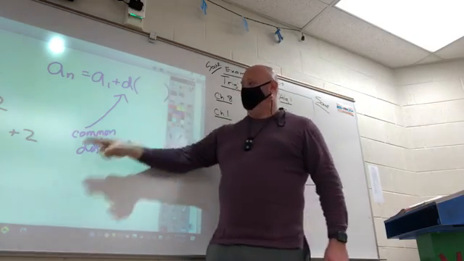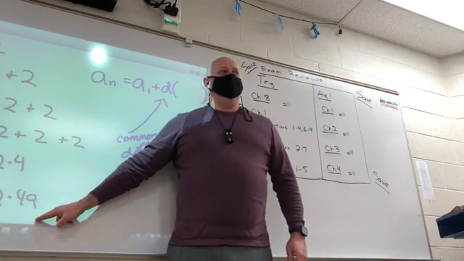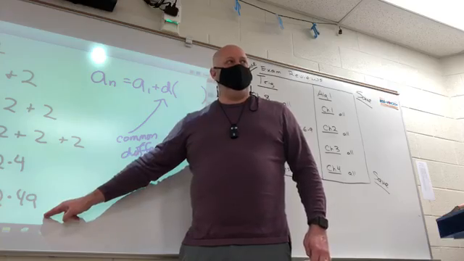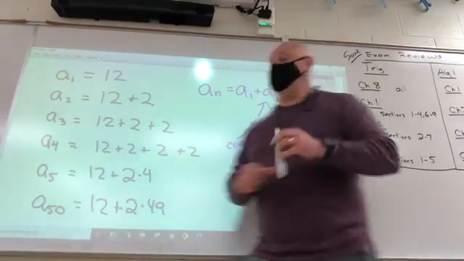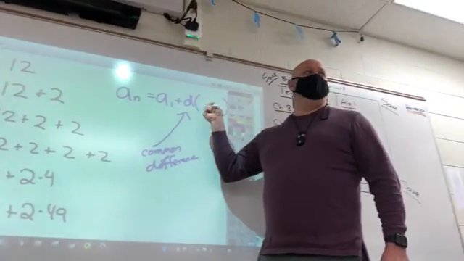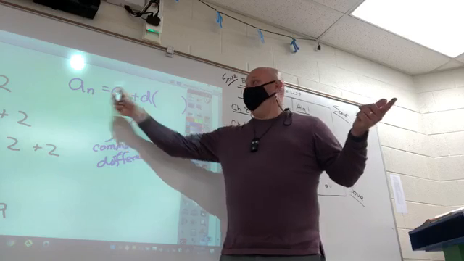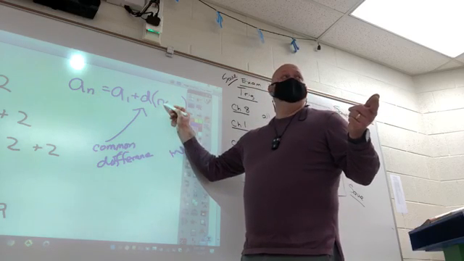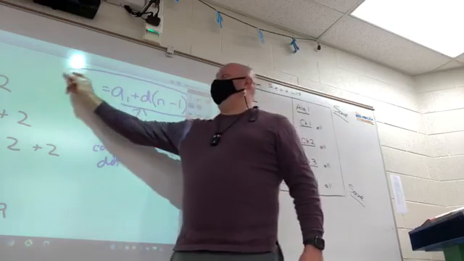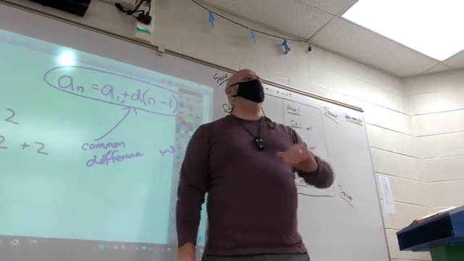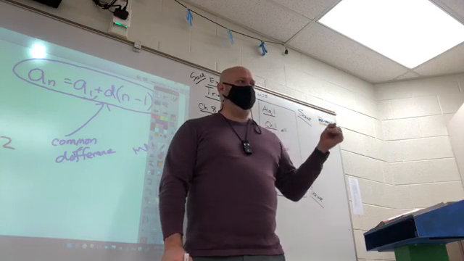We said it was 49. How did you get that 49? Well, because I just looked at A sub 5. It's whatever that number is, one less. So what do I have to multiply that D by? Whatever that number is, the N, minus 1. This little formula will let us calculate any term we want really fast.